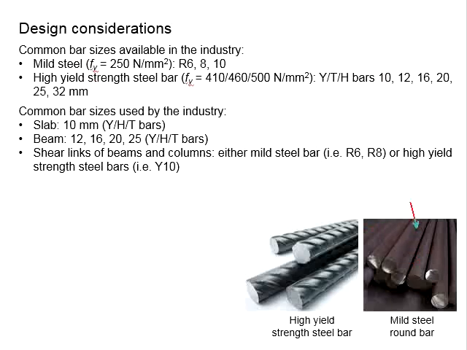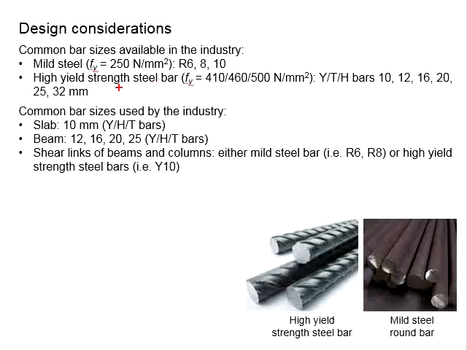The surface is smooth and the strength is slightly lower. It is easier to bend compared to high-yield steel bar. The mild steel bars are normally used for the shear link.